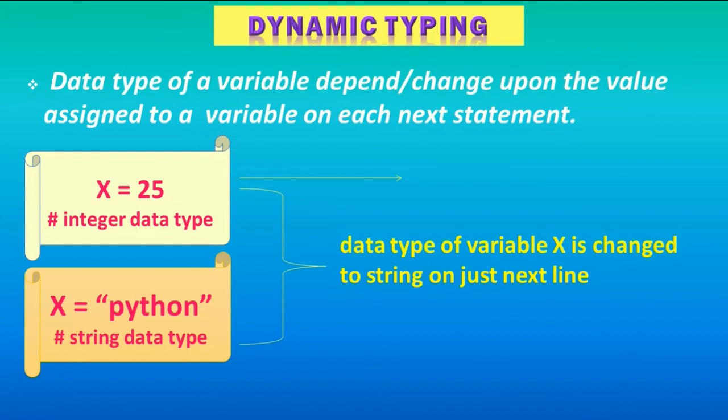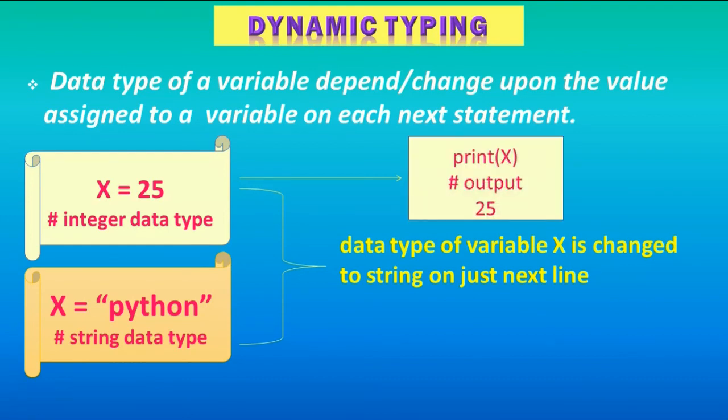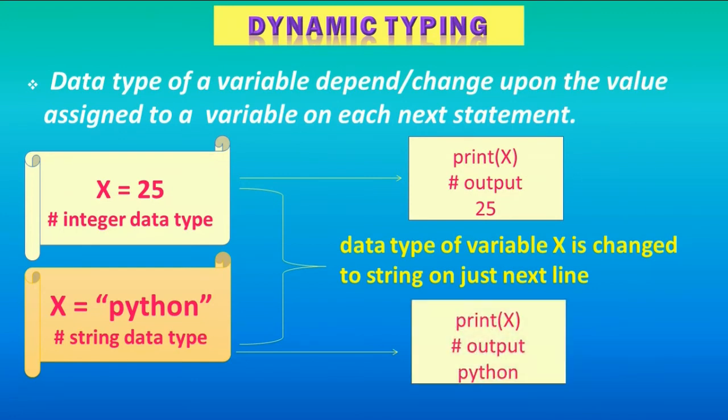In the first case, if we try to print the value of x, the output will be 25, and then when the value Python is assigned to x, if we print x, the output will be Python.